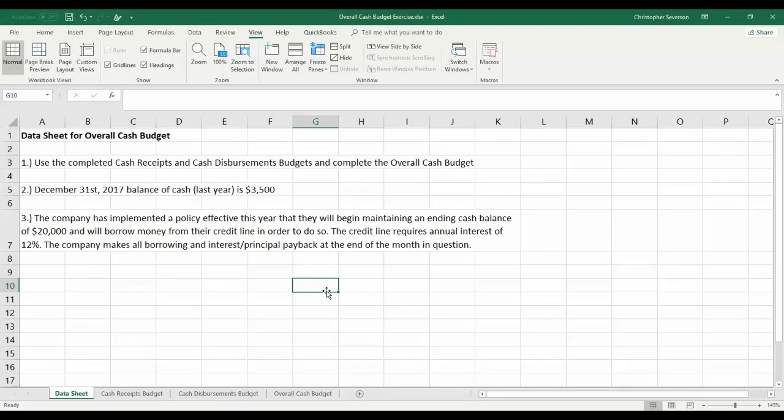Hello and welcome to our discussion on the overall cash budget exercise. With this one, by this point, you should have already completed a cash receipts and a cash disbursements budget. You need those two budgets to complete the overall cash budget.